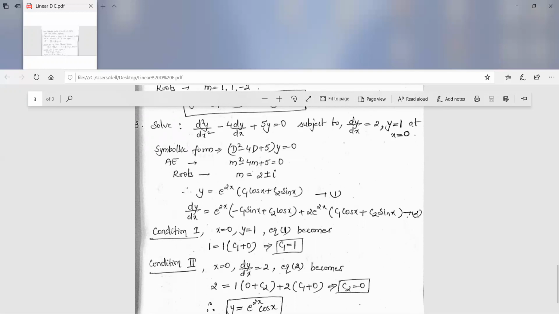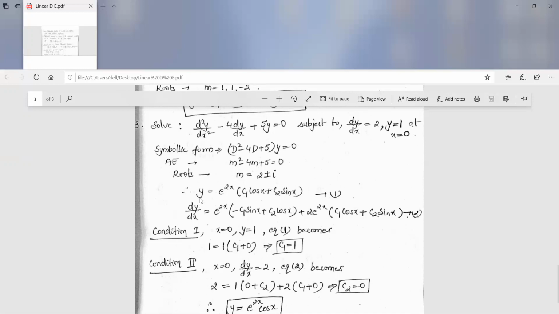First writing the symbolic form. Converting d/dx to D, we get this equation. Next we'll write the auxiliary equation by converting D to m and writing without y, equating it to 0 to get the roots of this equation. Solving this quadratic equation, we get the roots 2 ± i, which is a complex number having a real part and an imaginary part. The real part is 2 and the imaginary part is i, the coefficient of i is 1.